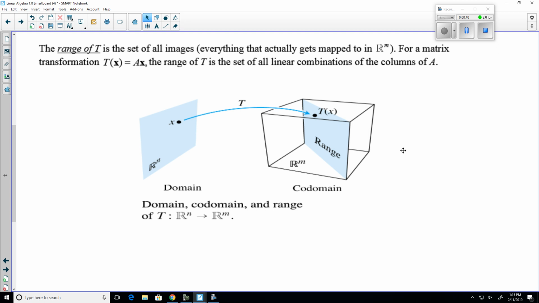And we have what's called the range. Let's start with domain and codomain. The domain is everything that can be inputted into the function. The codomain is what space the outputs get mapped to. And the range is what actually gets mapped, the actual outputs, the vectors.